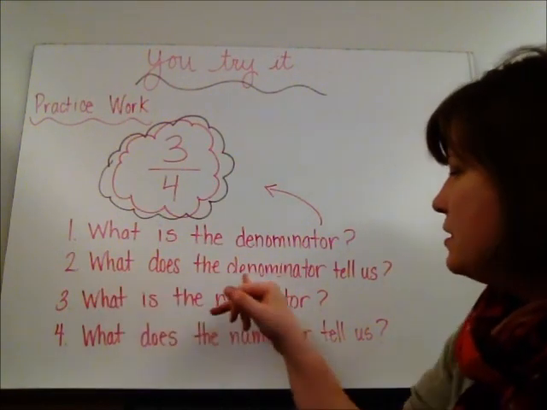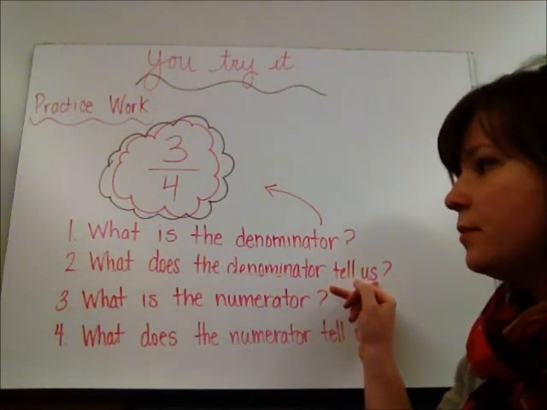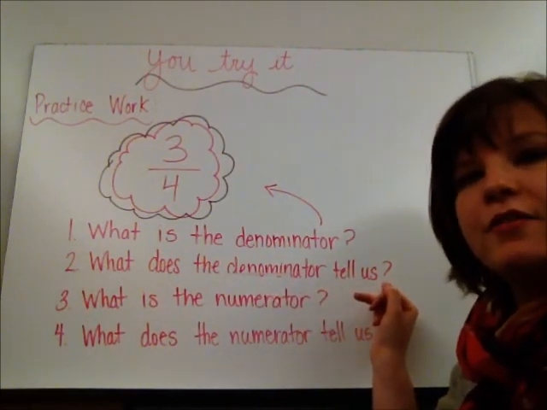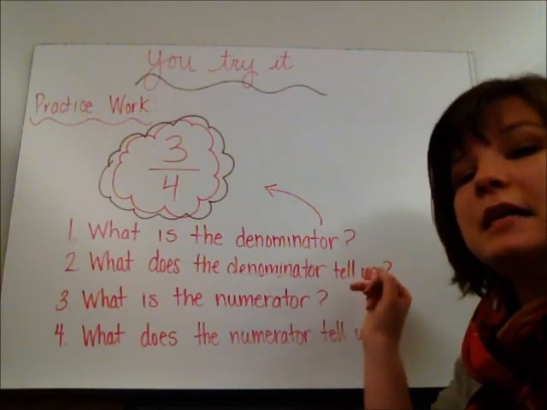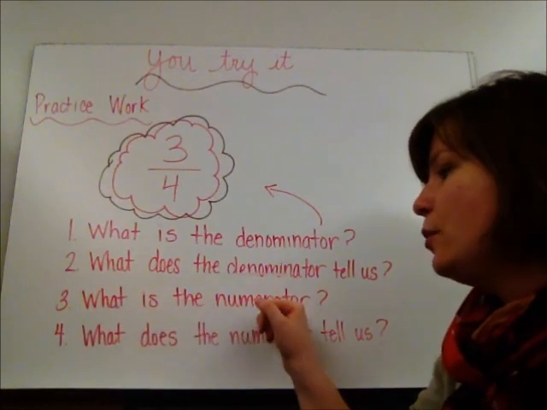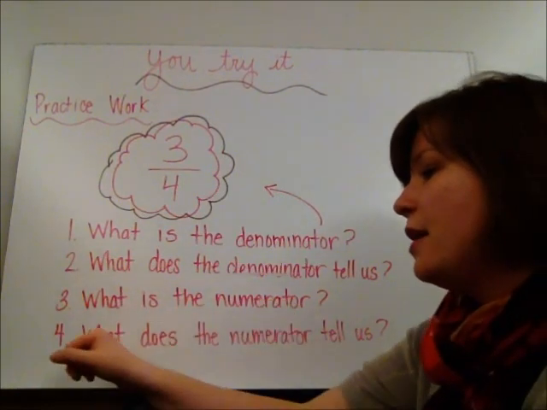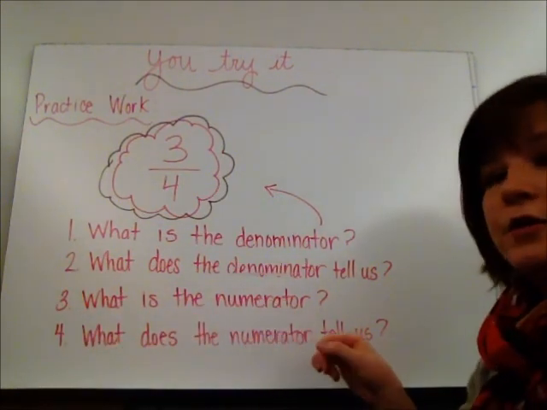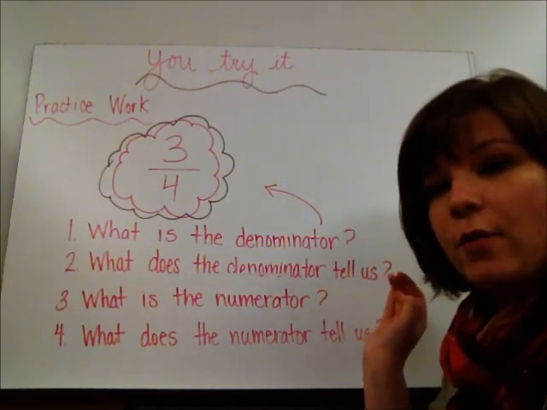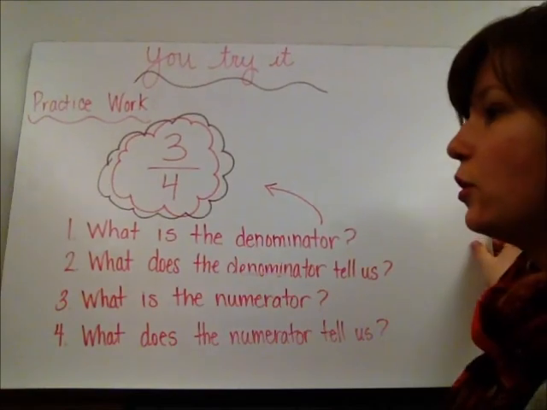Then what does the denominator tell us? So what does it mean? What does it tell us about what we're looking at? If it's 3/4 of a pizza, what does the denominator tell us? Then number 3, what is the numerator? And then number 4, what does the numerator tell us? Again, go ahead and rewind if you forget what those mean, because we want to learn those.